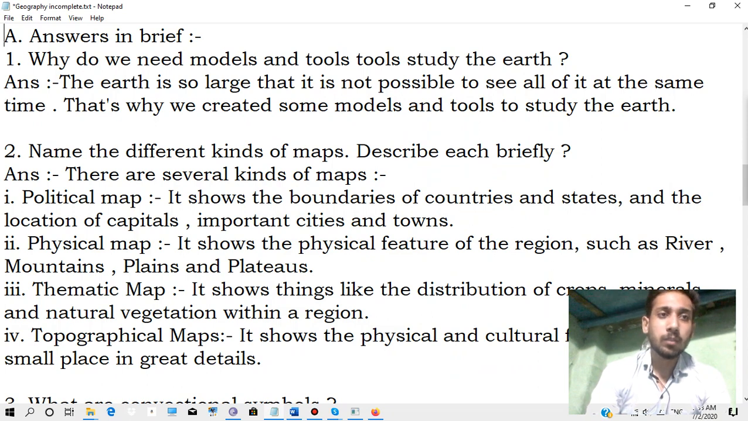In our previous class, we just did the exercise of mapping the earth, and we did some fill in the blanks, true, false and give reason. And I had also made you write question number one: why do we need models and tools to study the earth?